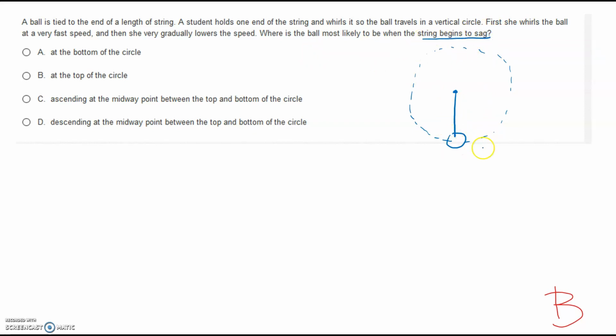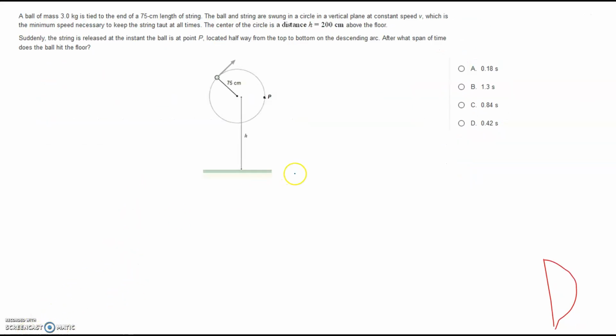And if I'm thinking about it, having done this before, I think it's most likely to sag at the top, because at the bottom we have both the force centripetal and the force of weight, whereas at the top, if the force of weight is greater than the force centripetal, this is going to sag. Okay, so I put the top of the circle.